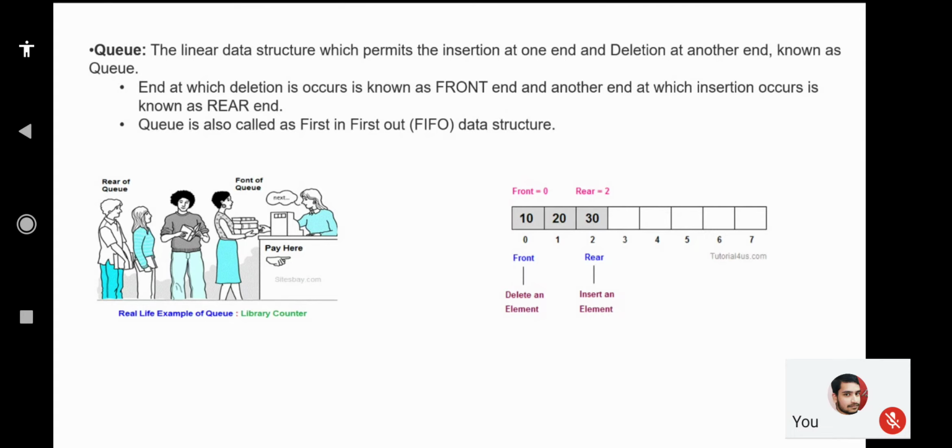So the basic difference between stack and queue is that stack maintains a LIFO structure, whereas queue maintains a FIFO structure. Though both are linear data structures.